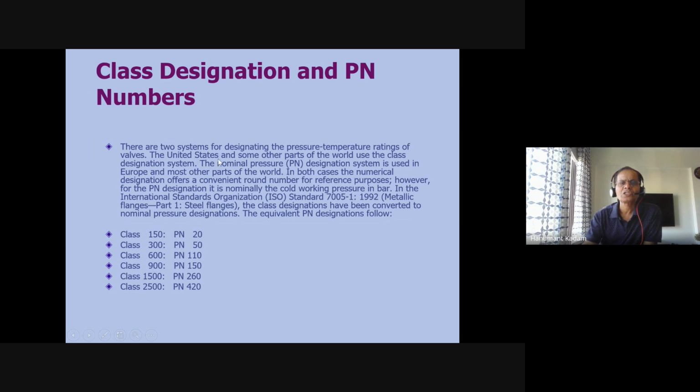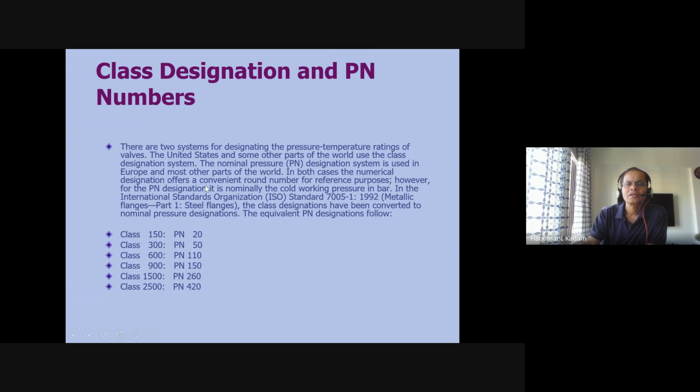There are two systems for designating the pressure temperature rating of the valves. One is the class designation, which the United States and some other parts of the world use. The nominal pressure PN designation system is used in Europe and most other parts of the world. So PN is for other countries, while Americans use class. Even Germans use DN also.